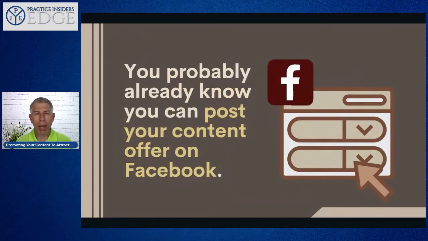You probably know the algorithms with Facebook, to break it down simply, if you have 100 followers on your page, you have to look at a 10% rule: only 10% of those people see the post that goes out there.